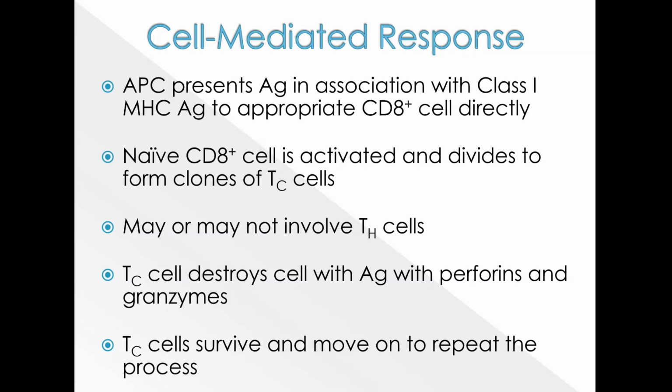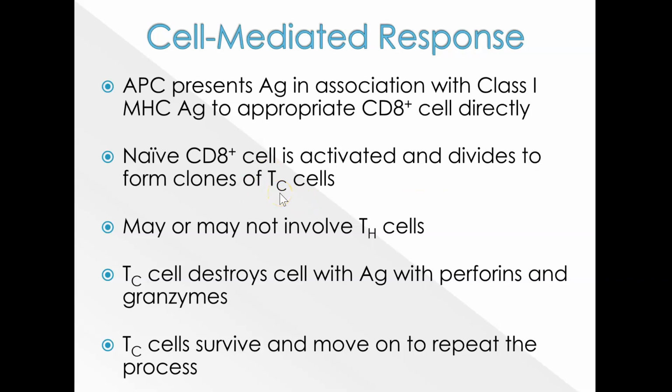So what happens here is antigen-presenting cells, remember we have three of them, for cell-mediated it's mostly macrophages and dendritic cells. So macrophages and dendritic cells are going to present antigen in association with class 1 MHC, and they're going to present it to these CD8 cells. Remember that cytotoxic T cells have the CD8 marker on their cells. When they're naive, this is going to activate them. And then this is going to cause them to divide and differentiate into a whole bunch of properly cytotoxic T cells.